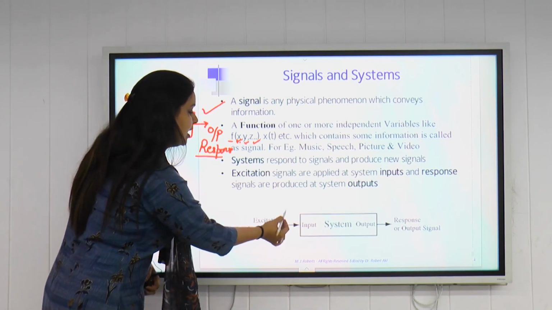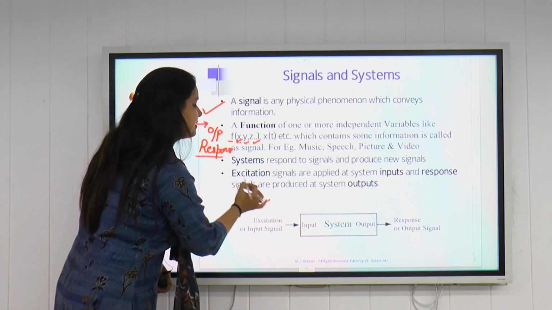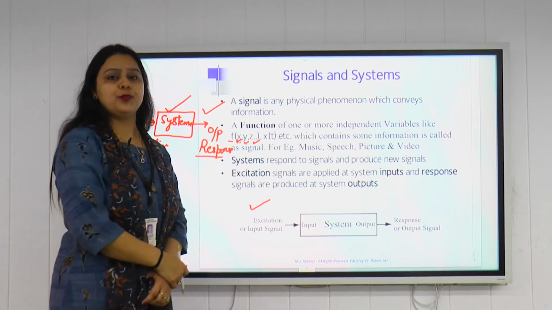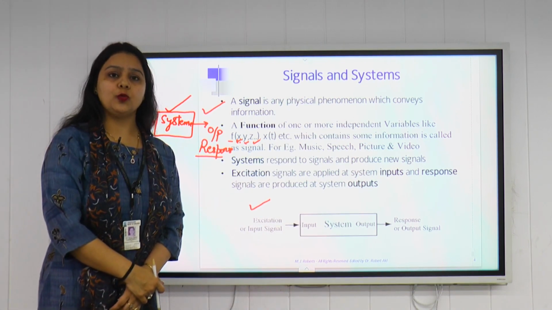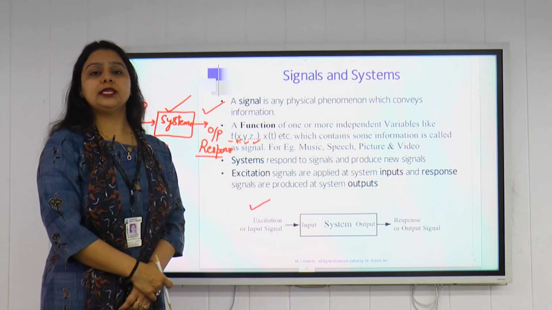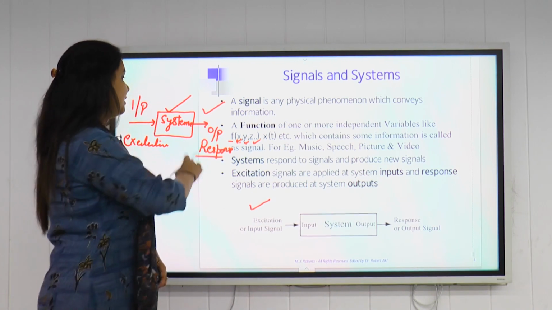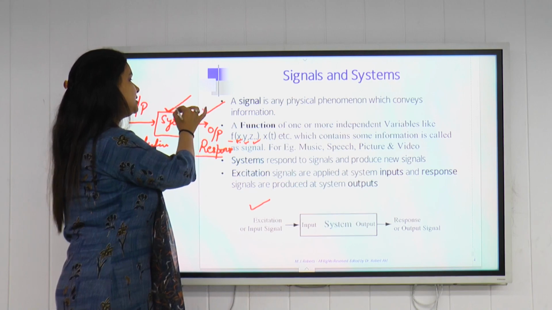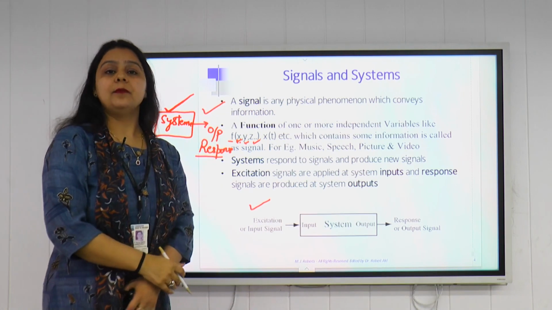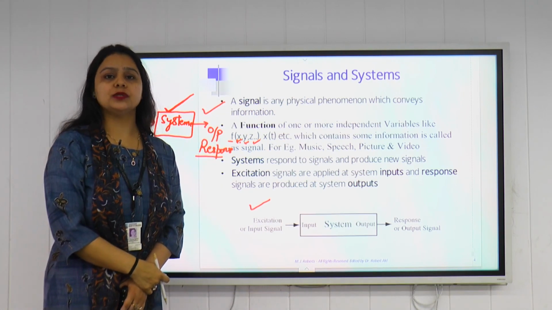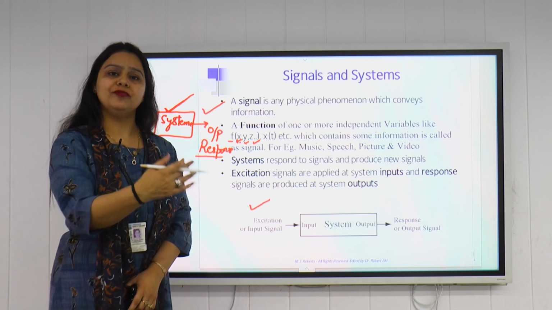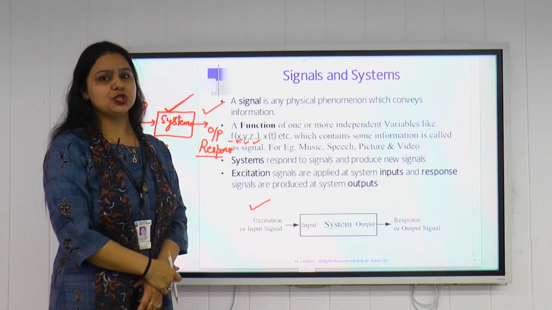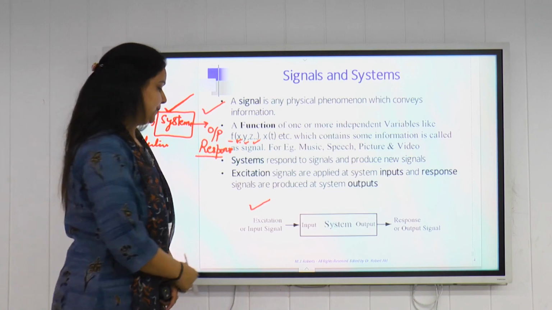Here we have detailed the same thing. Excitation signals are applied to the input and in response we get the output signal. One more important thing we need to cover is that these systems can do any type of processing like multiplication, amplification, subtraction, addition, convolution. Any type of application is covered under this purpose.